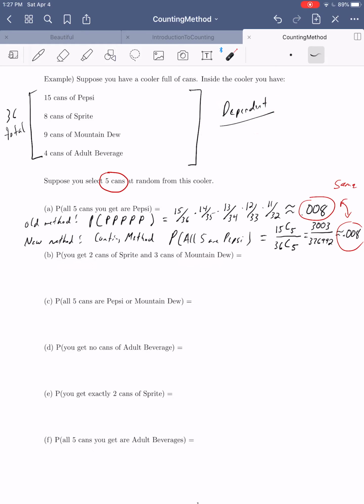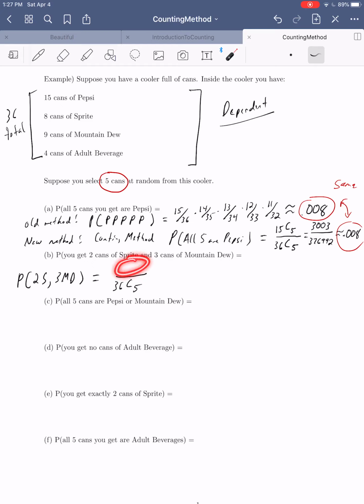We want to get the chance that you get 2 Sprites and 3 Mountain Dews. So let's go ahead and calculate that. So we want 2 Sprite, 3 Mountain Dew. We're going to do the same thing. We're going to try to use this counting method. So let's think about the denominator. We're still choosing 5 cans out of 36, so the denominator is still going to be 36C5. There's 36 cans to pick from. We're going to choose 5 of them. Doesn't matter the order, and no repeats allowed.